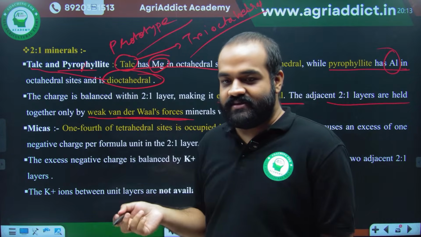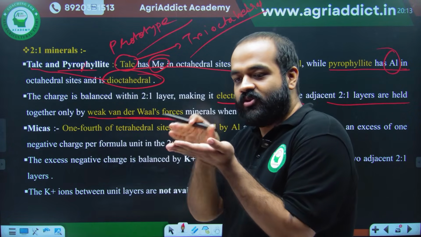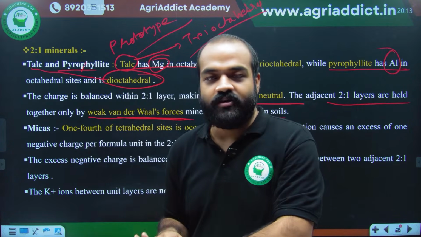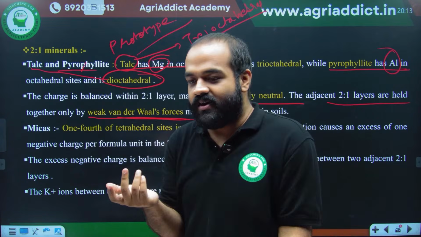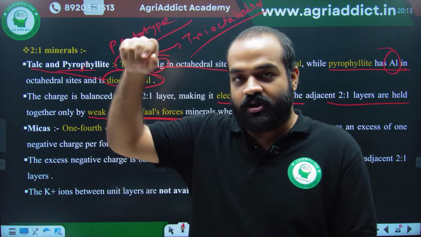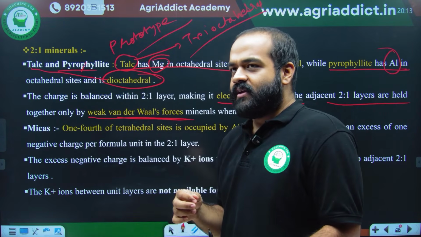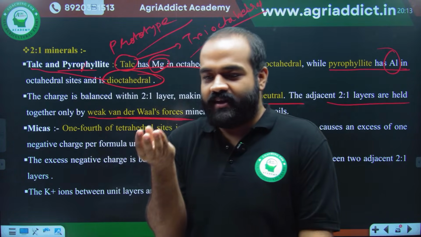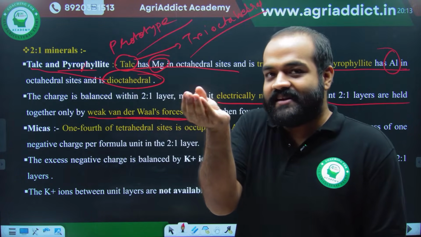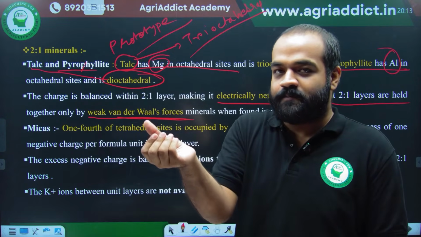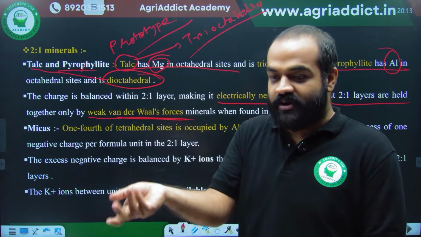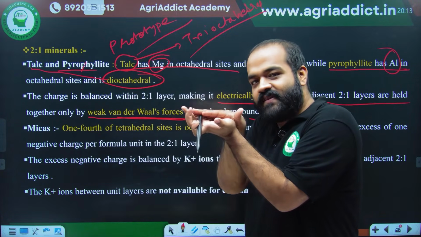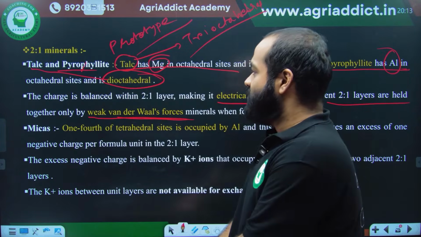Because of this, since the interlayer bonding is very weak, the layers very easily slip over each other. That is why, if you see talc, we use it daily: the powder we use is also talc powder, and if you write with chalk, that chalk is also talc only. It is talc, yes. So if you take that talcum powder in your hand and rub it like this, you will see your hand is slipping. That slipping is because one layer sits on top of another, and the bonding between the two is so low that they very easily slip over each other. All right.